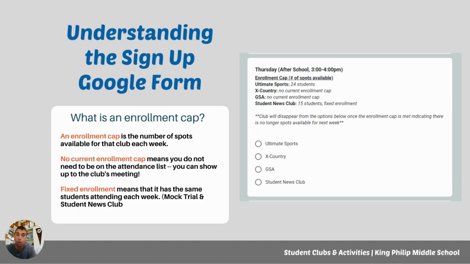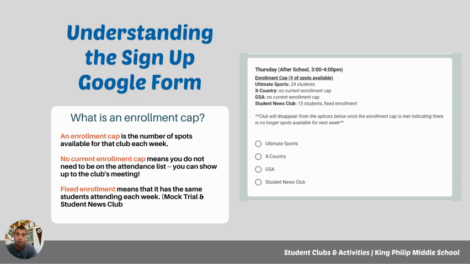If a club has no current enrollment cap, that means that you don't need to be a part of an attendance list. There is no cap, so you can just show up to the club after school. For example, Cross Country doesn't currently have an enrollment cap, so if you're interested, you don't have to be on an attendance list, or you don't have to pre-register the week before. You can show up after school.